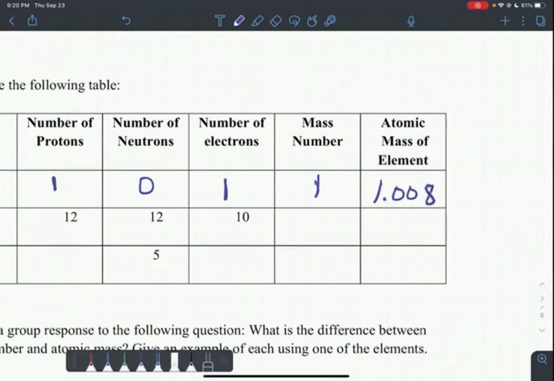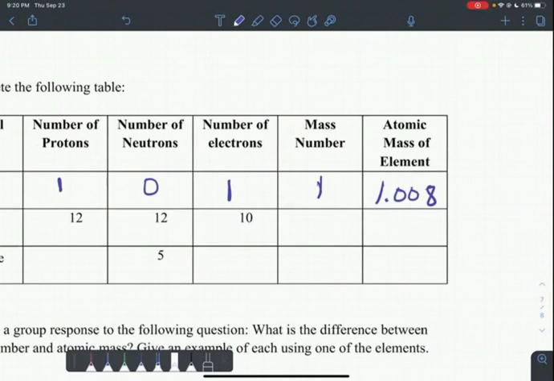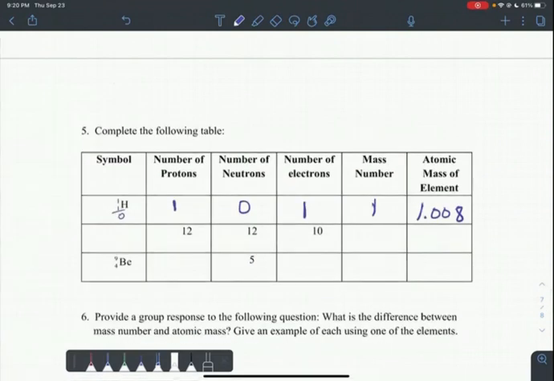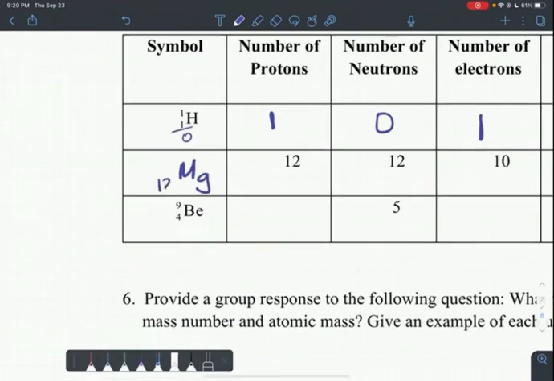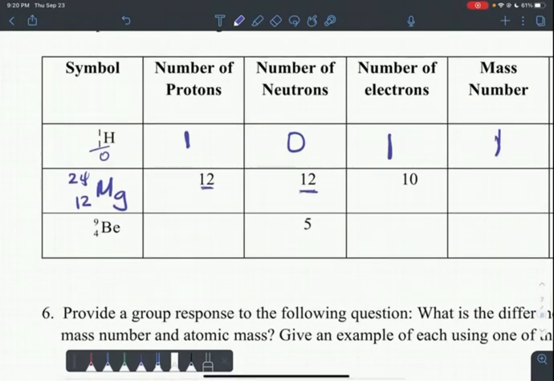1.008, right? Okay, next one. Number of protons, 12. Who has 12 protons? Magnesium has 12 protons. Number of neutrons, 12. Well, if it's magnesium, it has to have a 12 at the bottom. And if my number of neutrons is the same, to get mass number, I do 12 plus 12, I get 24.